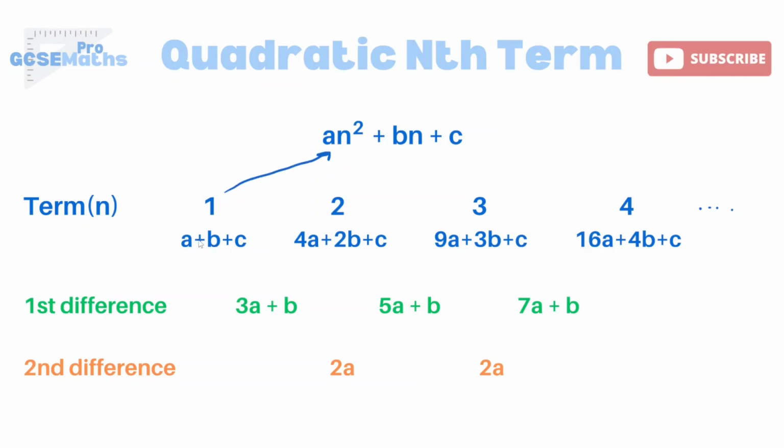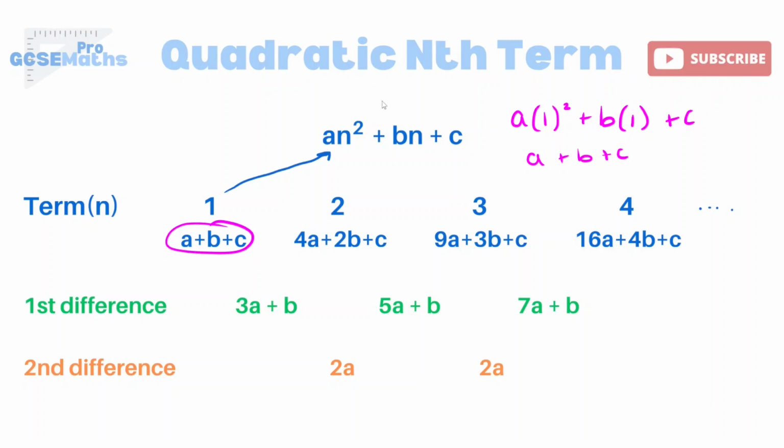that's where the a plus b plus c comes from, isn't it? Because if I were to write it over here, a times 1 squared plus b times 1 plus c, that just simplifies to a plus b plus c, doesn't it? So that's where this comes from. What we're saying is the first term in any quadratic sequence is basically a plus b plus c.